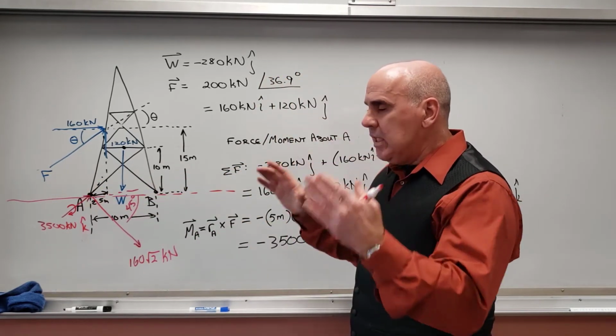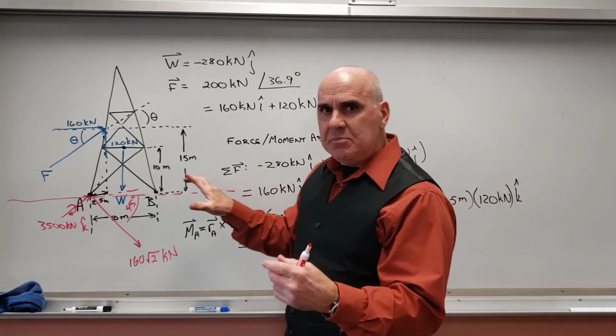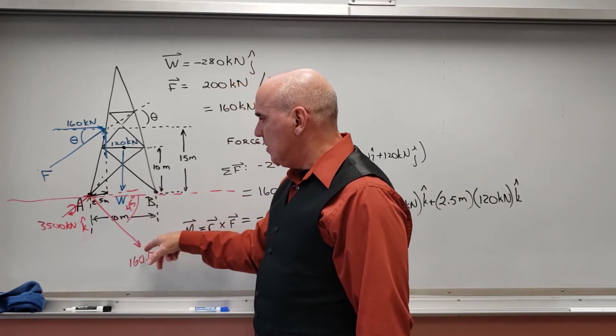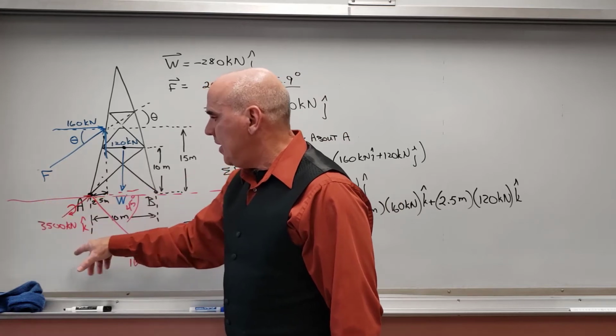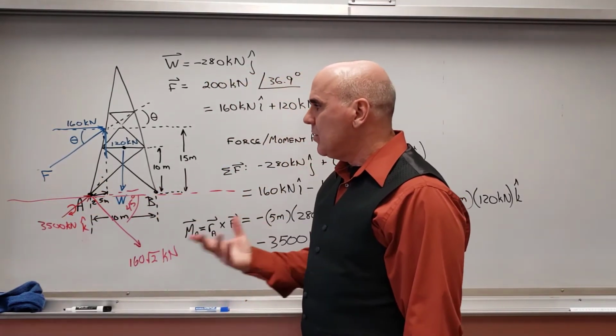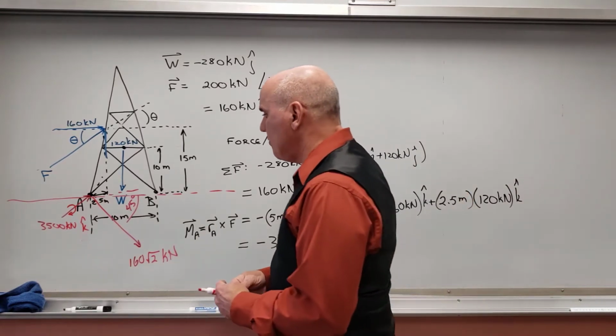So let's think about it. The net moment has to be clockwise. So, and the moment is down and to the right. So it's not going to be over here because that would be counterclockwise. So it's got to be over here someplace. So the question is where? Where is it over here?